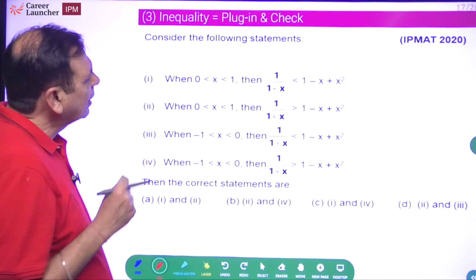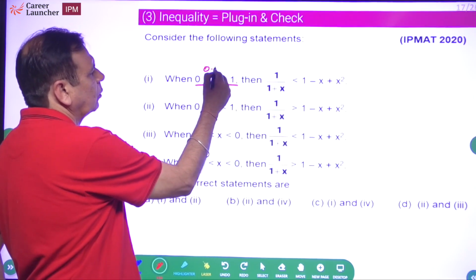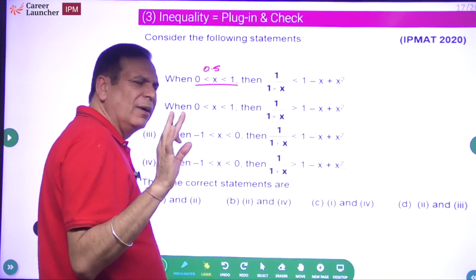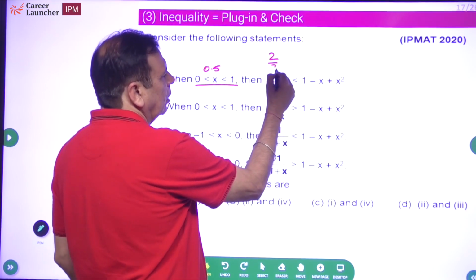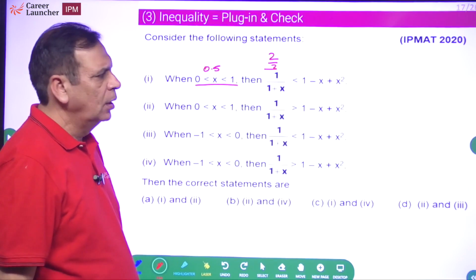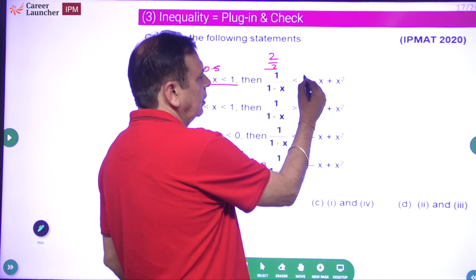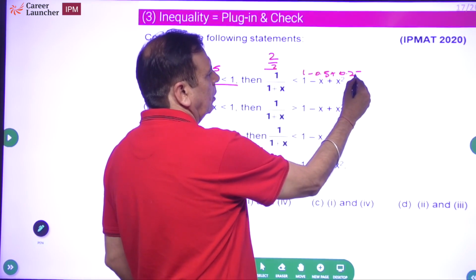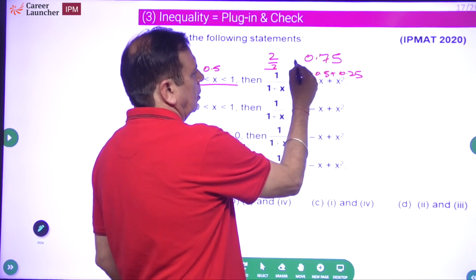Let's check. क्या करें? It says x lies between 0 and 1. Take x equal to 0.5. Why 0.5? आसान number से काम करेंगे हम. We will never work with difficult numbers. So what does this become? 1 upon 1.5 or 2 by 3. So left hand side is 2 by 3. What is right hand side? 1 minus 0.5 plus 0.25. So 0.75.